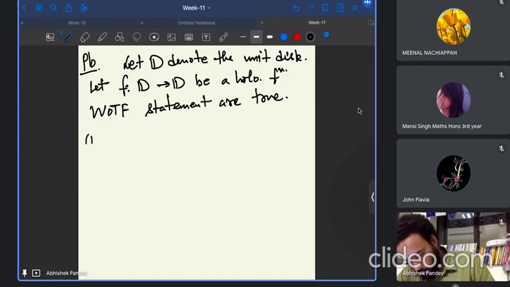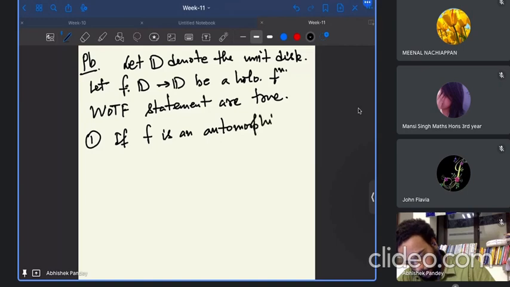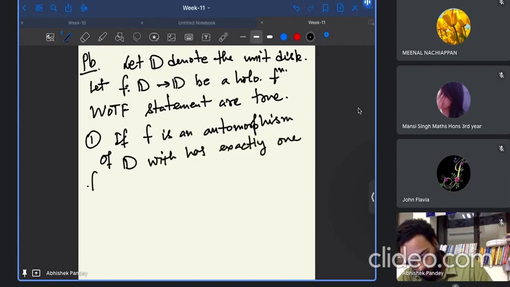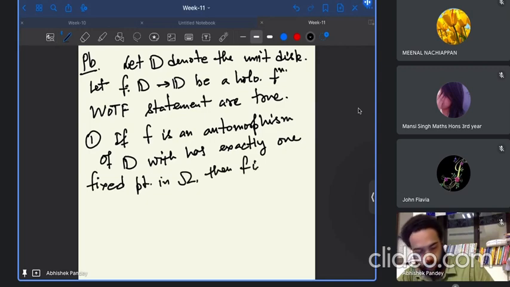So the first thing is, if f is an automorphism of the unit disk D, which has exactly one fixed point in omega, then f is the identity function.